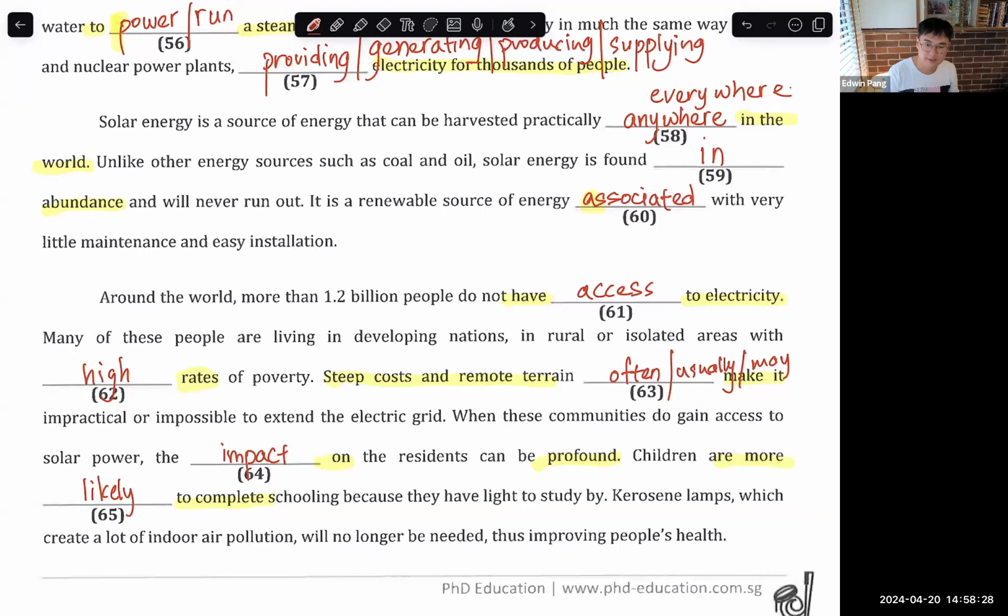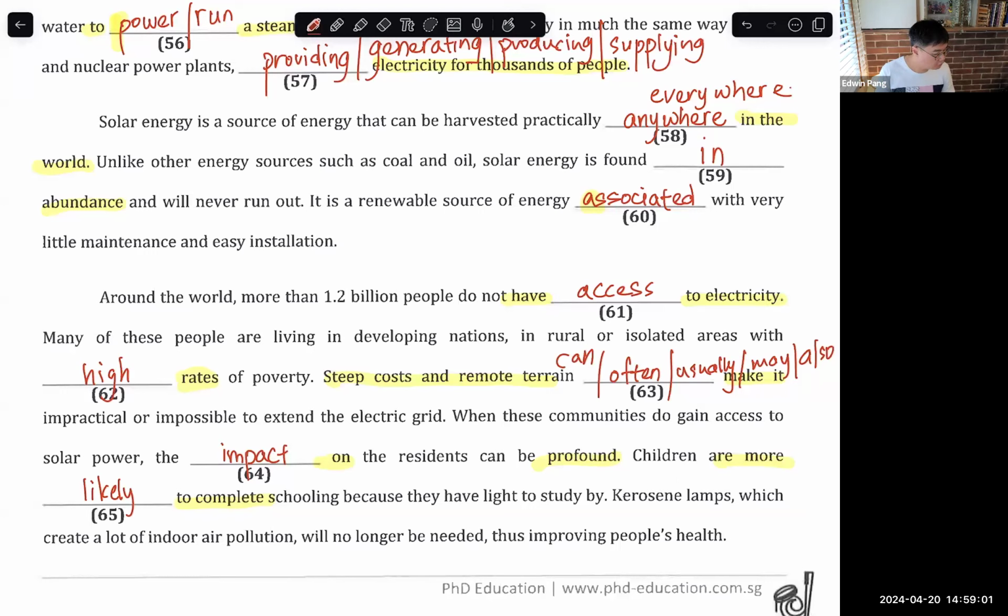Let's see. 63. Steep course and remote terrain will make it impractical. No, may. It may or may not, so it's not for certain. Will is too strong a modal, so I cannot accept will. Also, steep course and remote terrain also make it, I accept also. So also make it impractical and impossible to extend the electric grid. Can make it, I accept can. Can make it difficult or impossible.